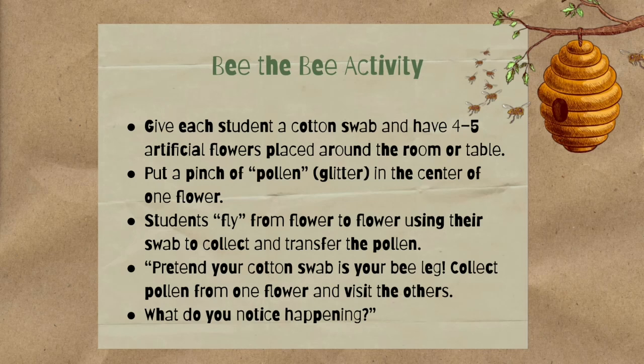As students fly around the classroom from flower to flower using their swab to collect and transfer different types of pollen, they can see how much their pollen is being moved around. Students are going to pretend that their cotton swab is a bee's leg and collect pollen from one flower and visit the others. After the lesson is complete, they will notice that there are many different types of pollen depending on where they went. Bees transfer lots of different types of pollen, and that allows them to become healthy and strong.